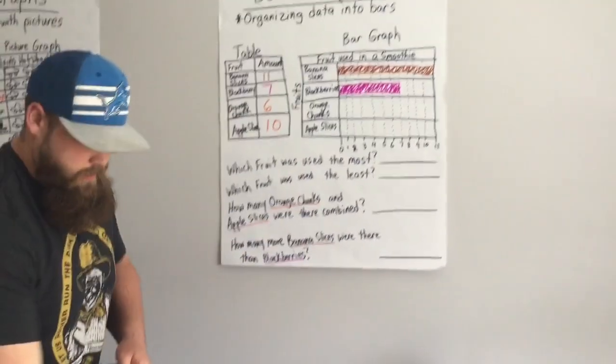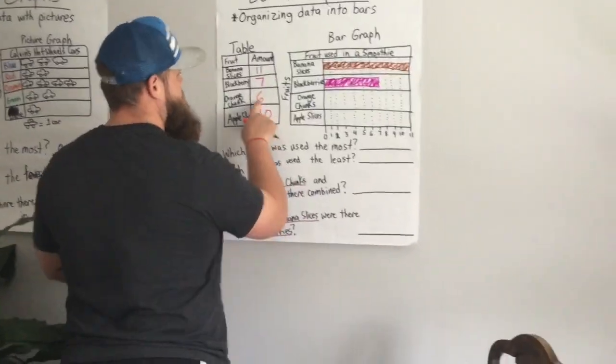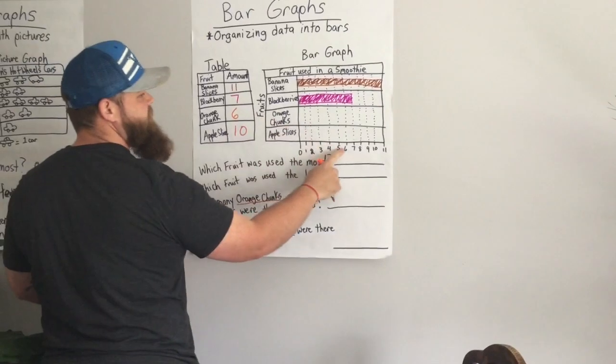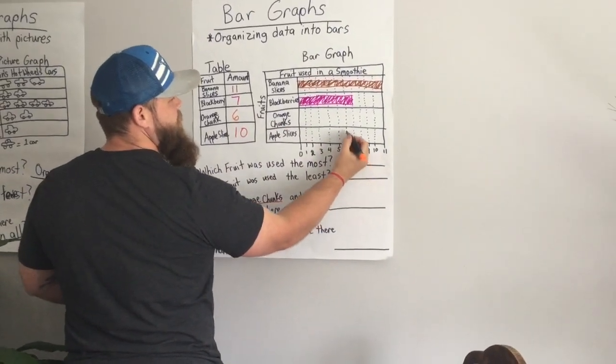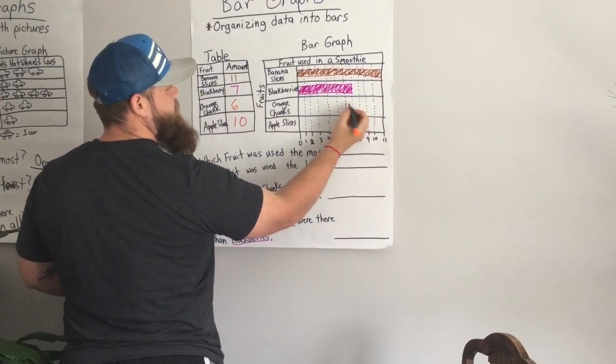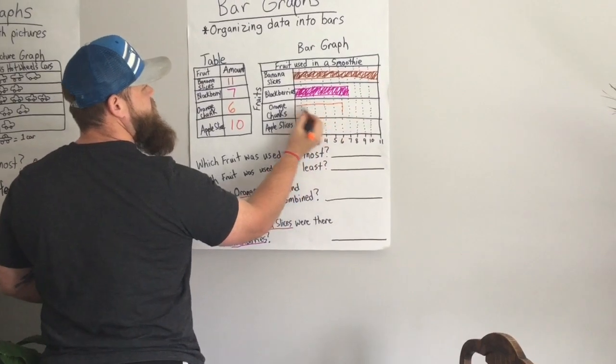Next is orange chunks. Get my orange marker. I have 6 of those, so I'm going to find the 6 at the bottom. I'm going to go up to the orange chunks section and draw my bar for orange chunks.